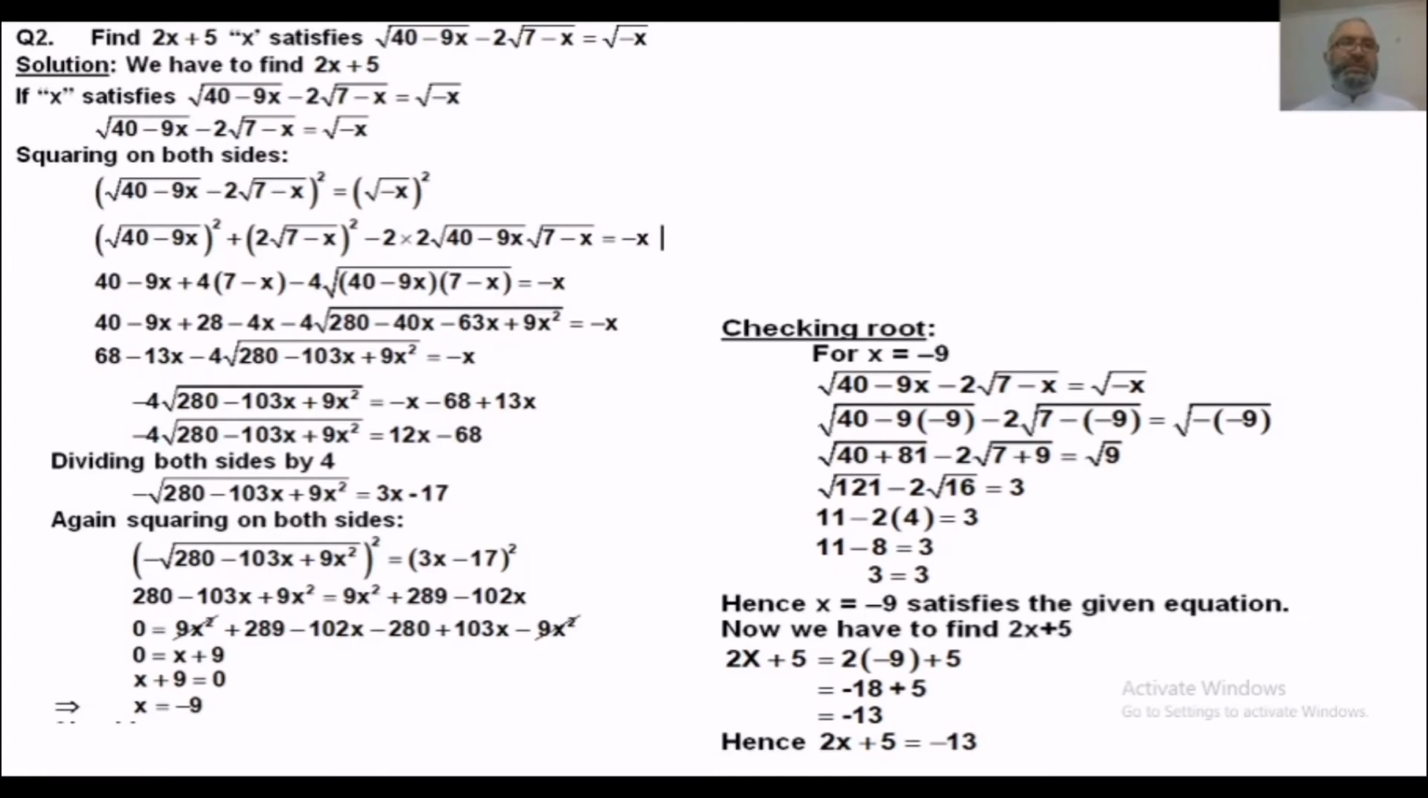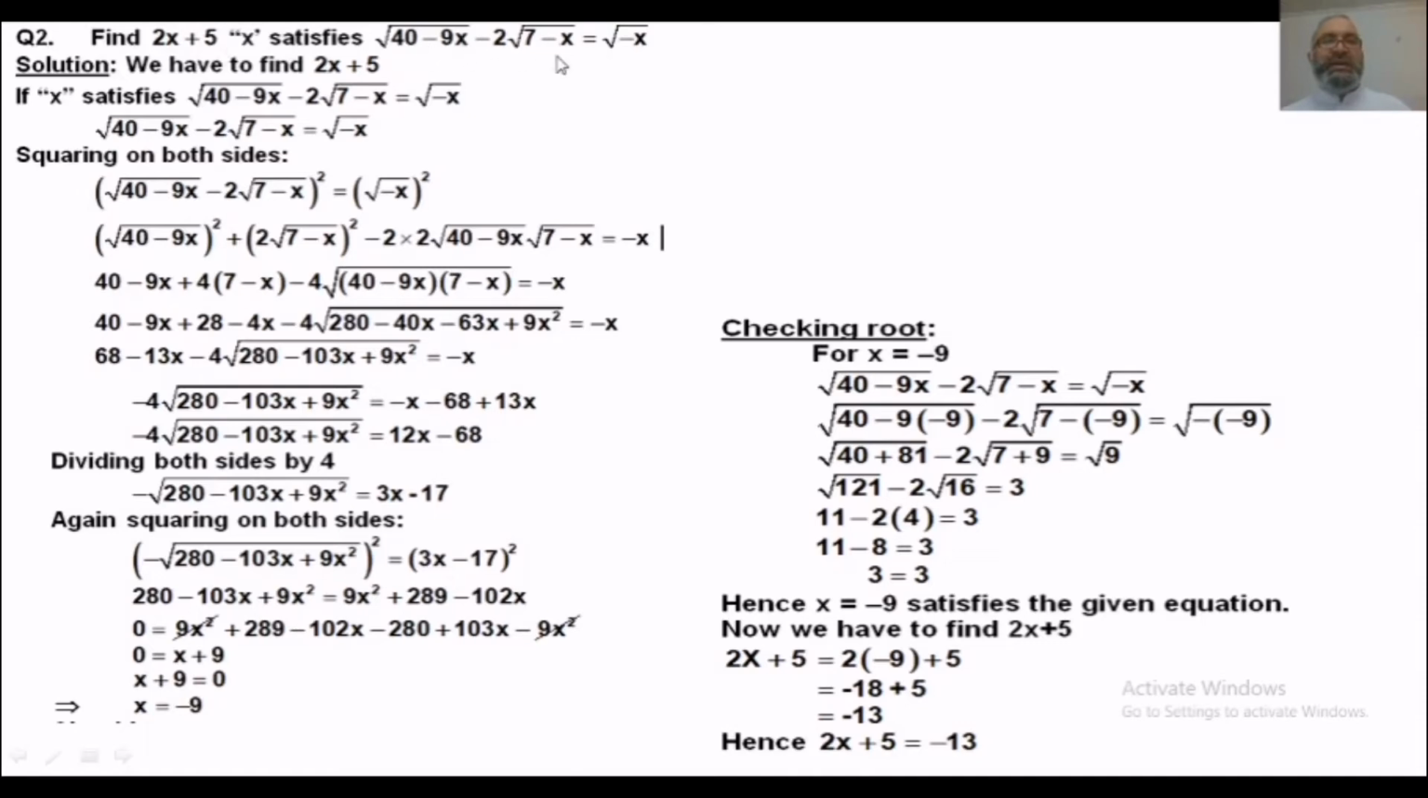Next, question 2. Find 2x plus 5 if x satisfies this given equation: square root of 40 minus 9x, minus 2 under root of 7 minus x, is equal to minus 6 under root. So if x satisfies this, it means first of all we solve this equation to find the root, or the value of x, and then we will check whether it is a solution or an extraneous root. If it is a solution, then by putting that value in 2x plus 5, we will get the value of 2x plus 5.